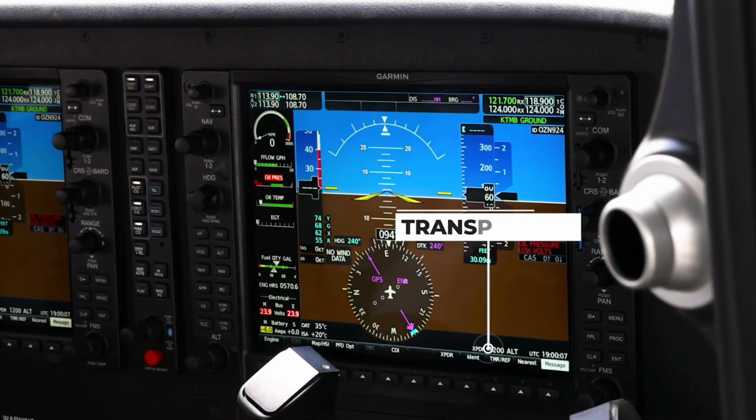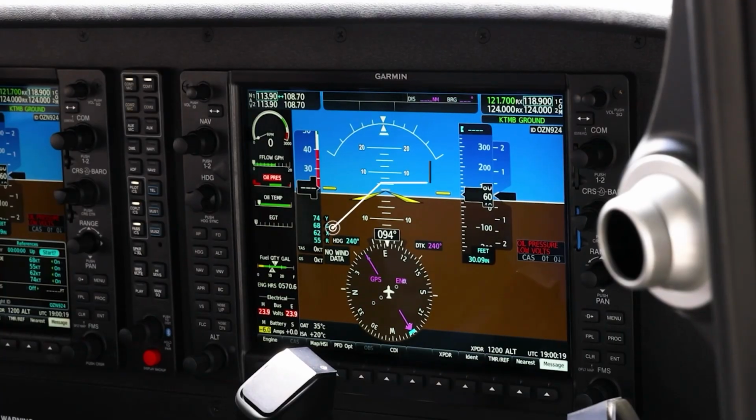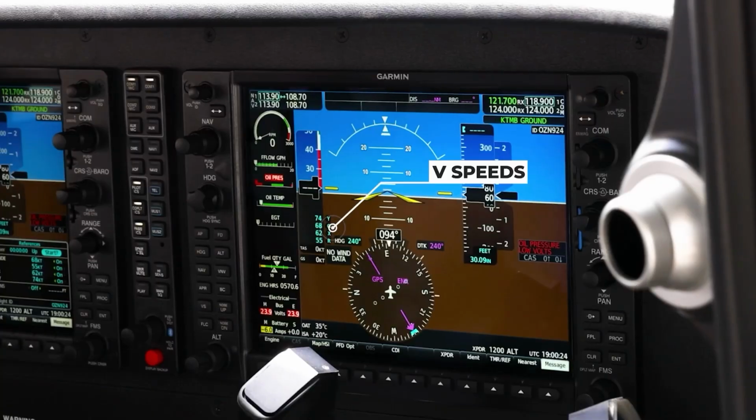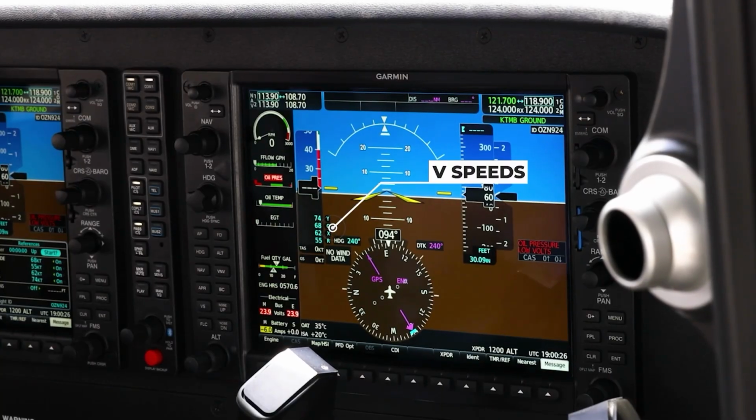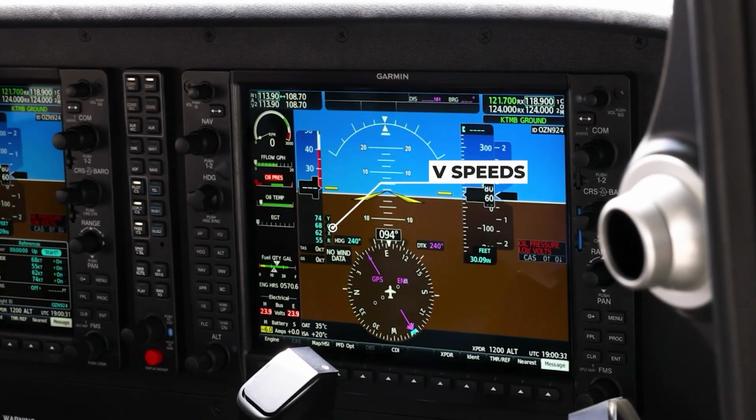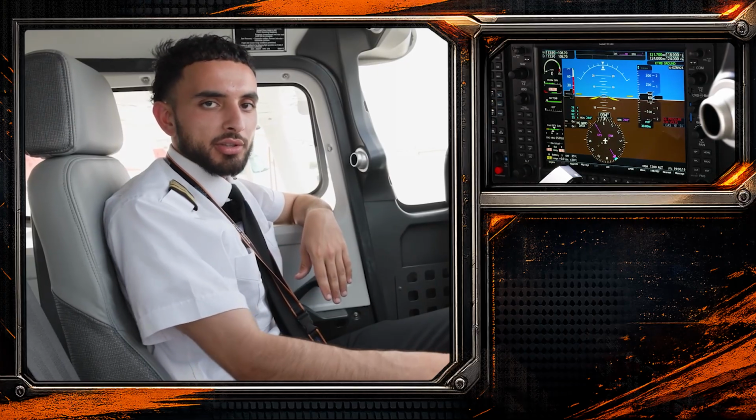We have our transponder here, where you input different squawk codes, and we have some displayed speeds that come from the POH of the aircraft, which are some of the most important V speeds that we use, so that we have them as a little reminder when we're flying. We have our VR, VX, and VY, for example. And that pretty much sums it up on the G1000 system.